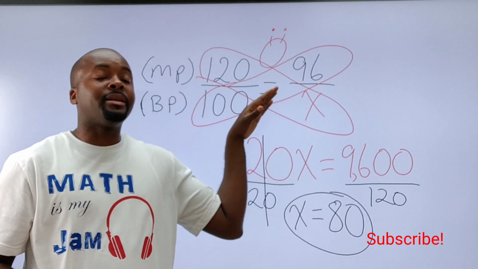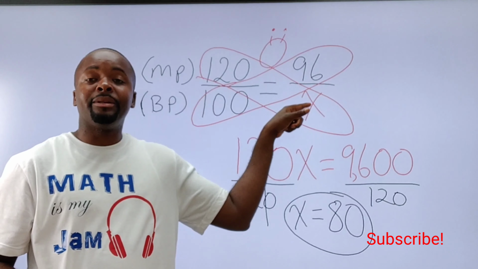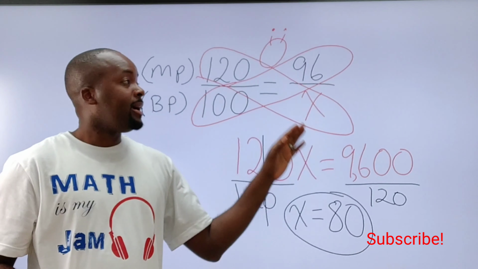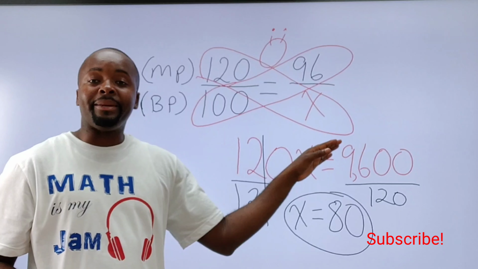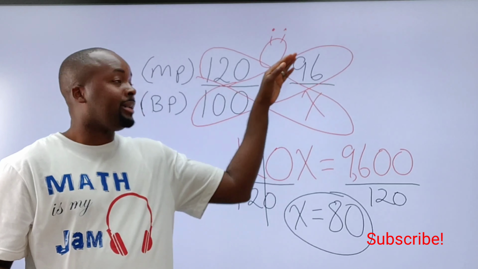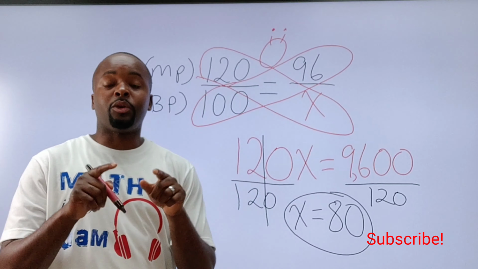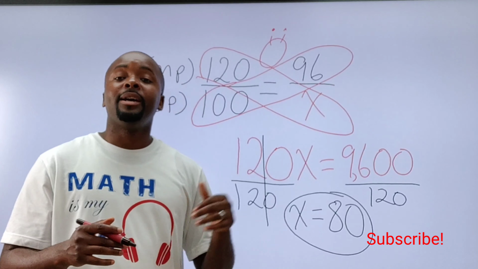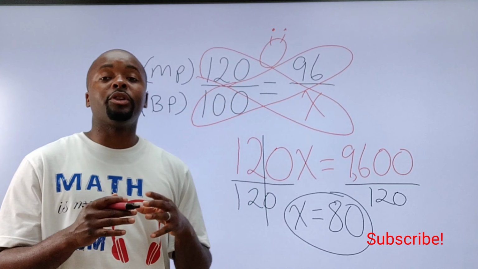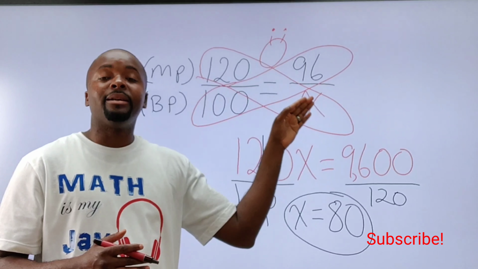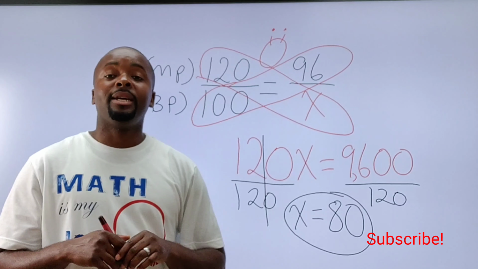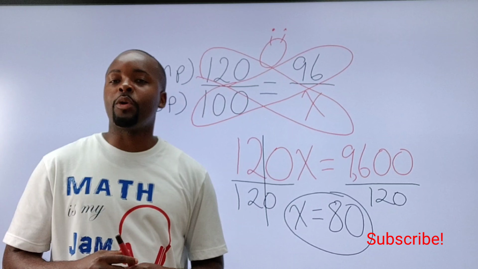In my proportion, I can replace the x with the value 80, and then I can cross multiply 120 times 80. And that should give me 9,600. So why don't you go ahead and pause the video and double check if our proportion is equal. Does 120 times 80 equal 9,600? If it does, then you know we're right.